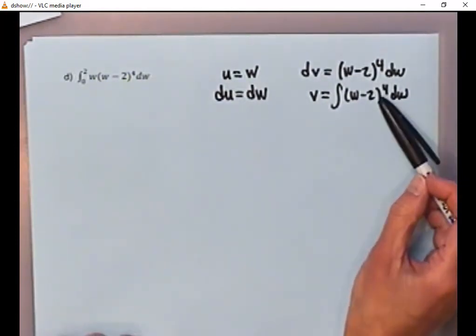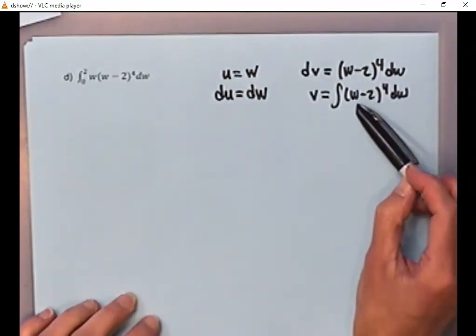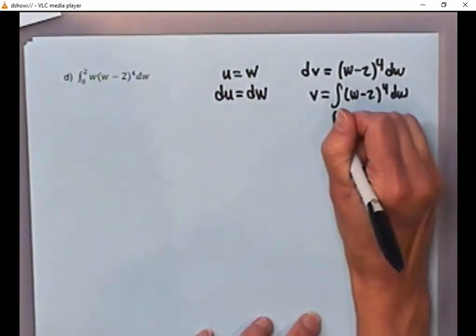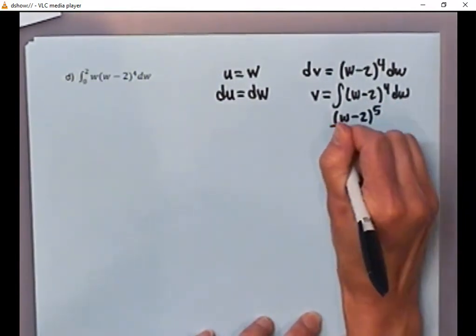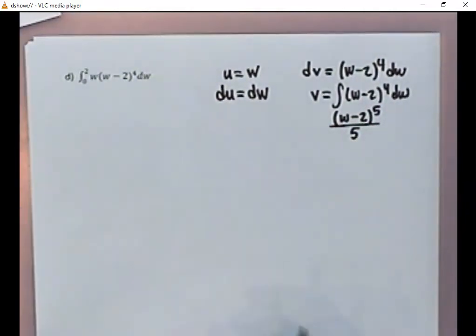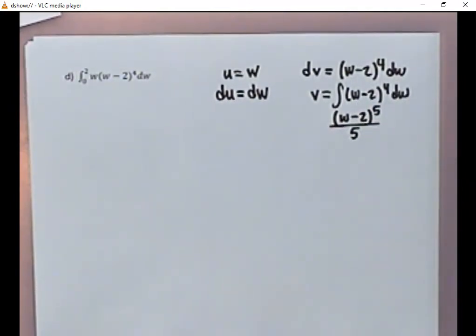Actually, you can probably just use the power rule, right? So it'd just be w minus 2 to the 5th over 5? That's exactly right. Yep. That's all that is. So you can apply the power rule here. Technically, you might have to do a u sub to get your answer, but here's why I didn't.